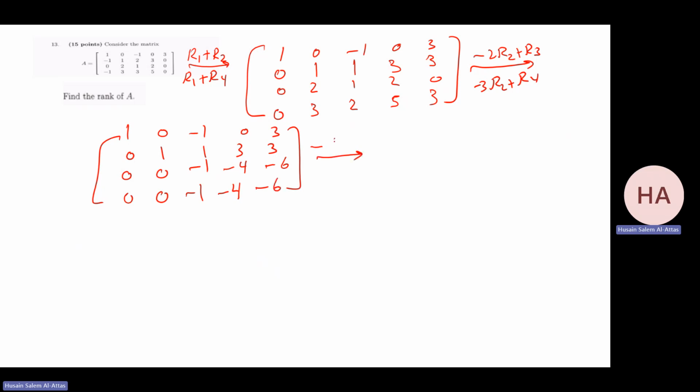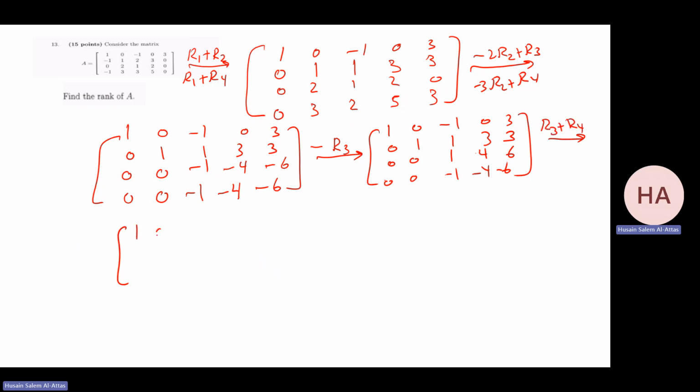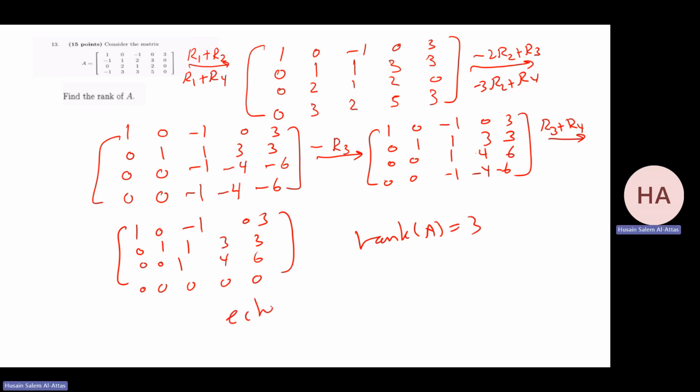I can multiply the third row by -3. Yeah, you can do it quickly, but I'm doing it because I'm trying to have a complete explanation. Now, R3 added to R4. You have 1, 0, -1, 0, 3, 0, 1, 1, 3, 3, 0, 0, 1, 4, 6. That will be 0, 0, 0, 0, 0. So the rank of A equals 3. This is echelon form. So the rank of A equals 3.